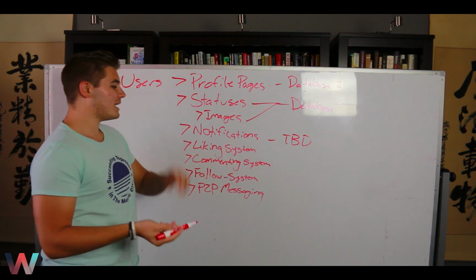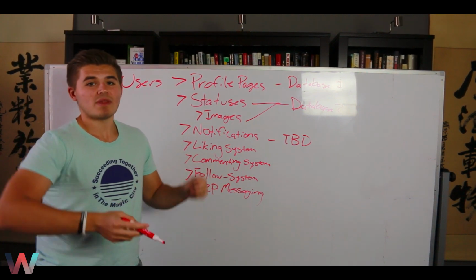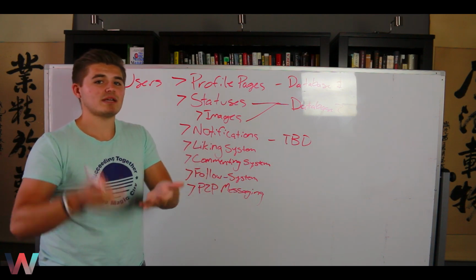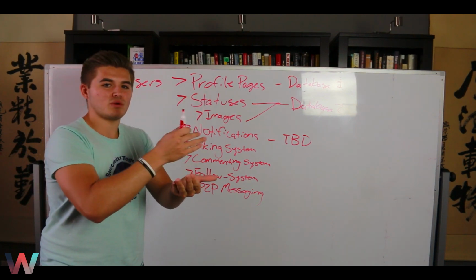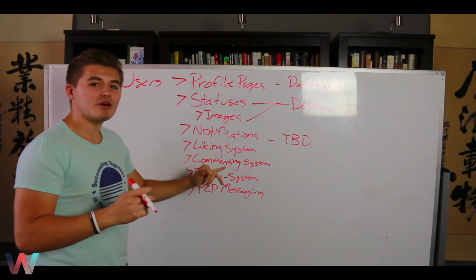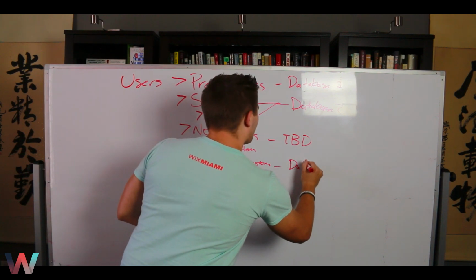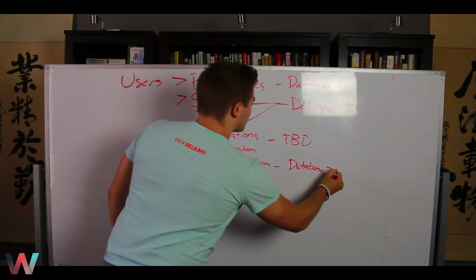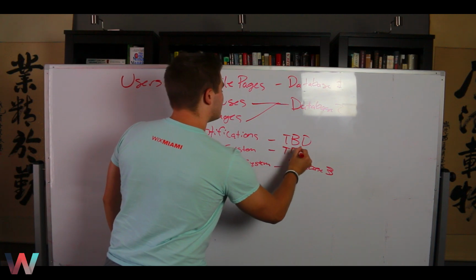The liking system and commenting system are going to be similar. However, for the commenting system, we are likely going to need a separate database to house comments, and we're going to use reference fields to reference them back to the original status post. Now, I know this is confusing, but we're not going to focus on that in this video. What I will tell you is we're going to call commenting system here database 3. So database 3. That kind of looks like it too. Database 3 right there. And for our liking system, we're also going to put TBD.